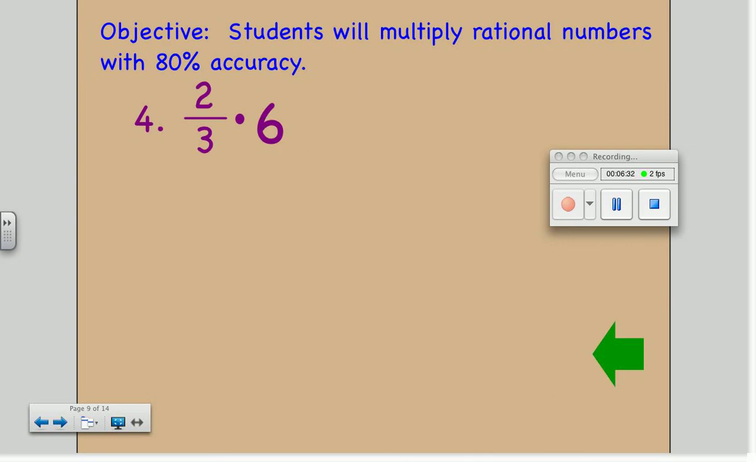Two-thirds times 6 over 1. 3 and 6 can cross cancel. 3 divided by 3 is 1. 6 divided by 3 is 2. 2 times 2 is 4. 1 times 1 is 1. 4 over 1 is the same as 4.